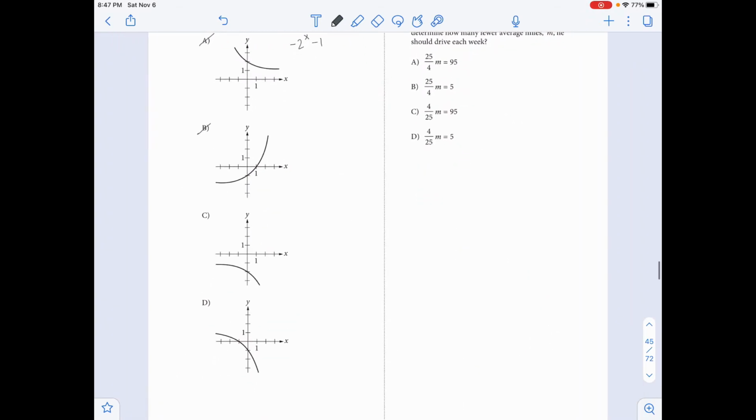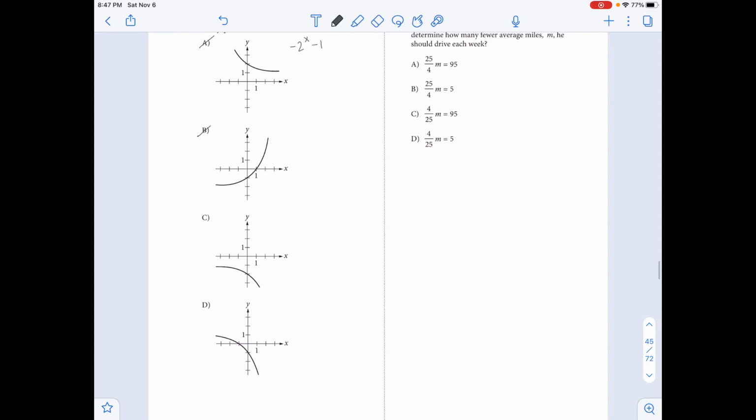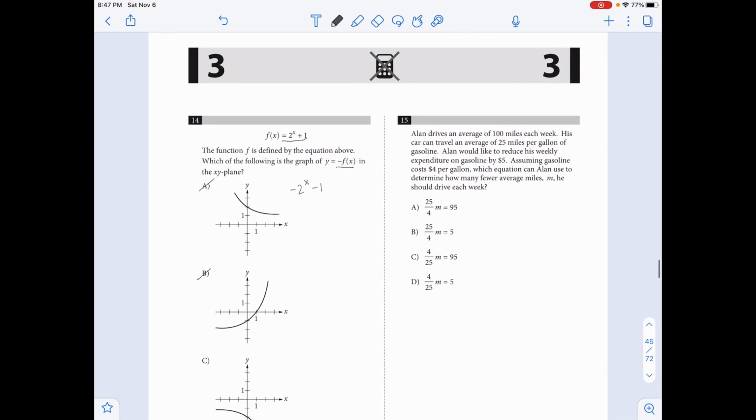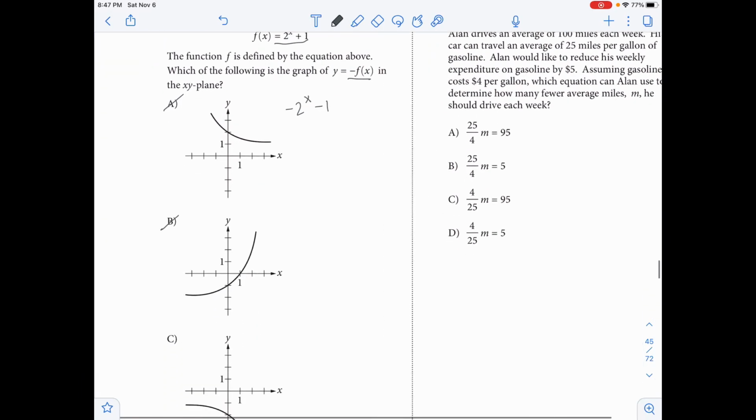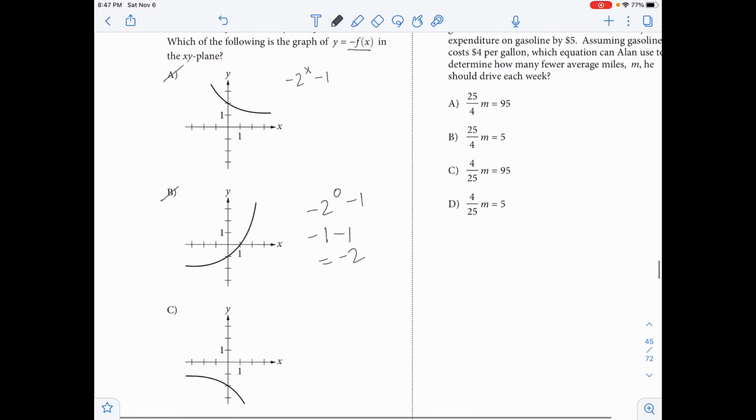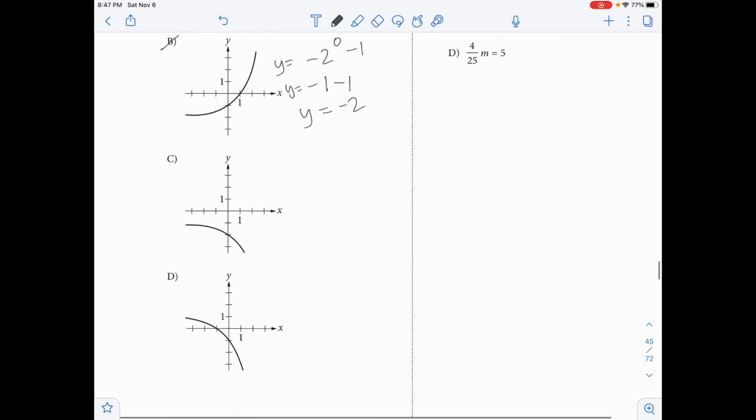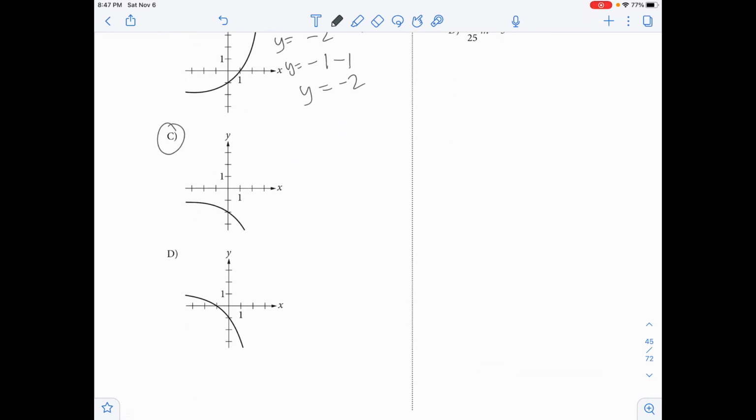So C and D are pretty similar, except that one has a y-intercept of -2, another one has a y-intercept of -1. So let me just plug in x as 0 to get the y-intercept. So 2 to the power of 0 is 1. So -1 minus 1 equals -2. So therefore, the y-intercept is -2. So that should be C.